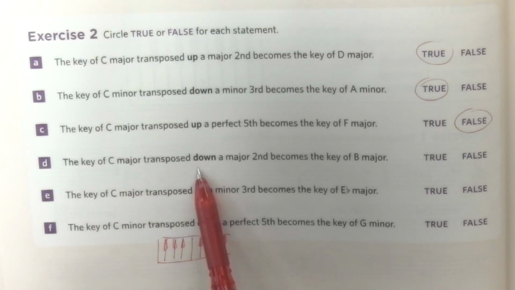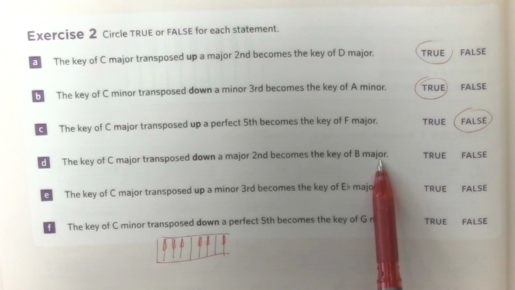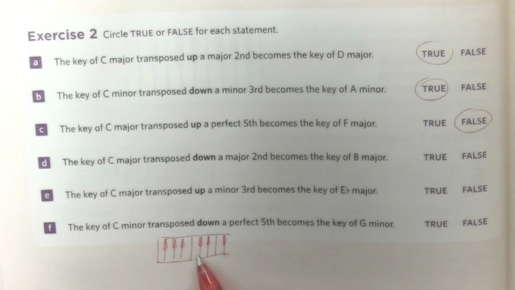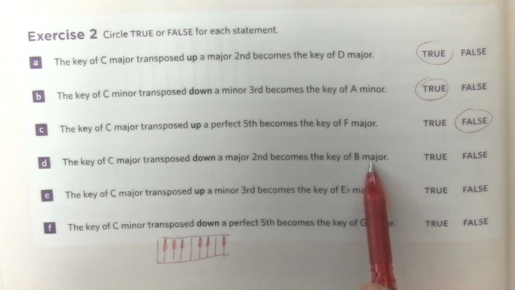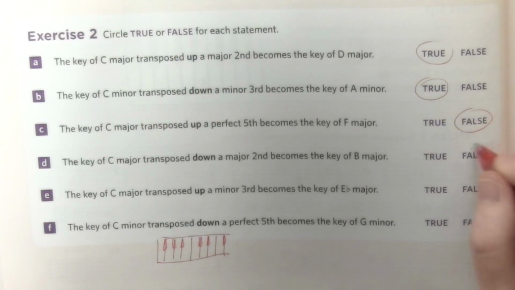C major down a major second becomes B major. C major, C, a major second is 2 semitones, 1 and 2 is B flat. This is a minor second down, so false.